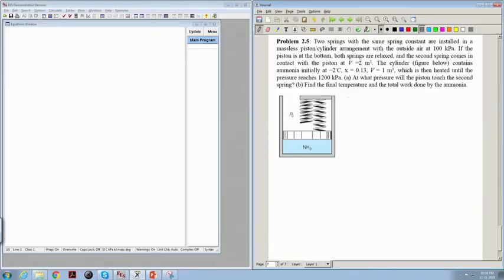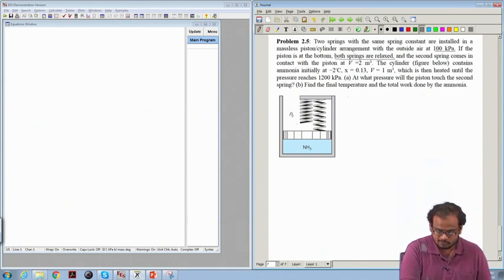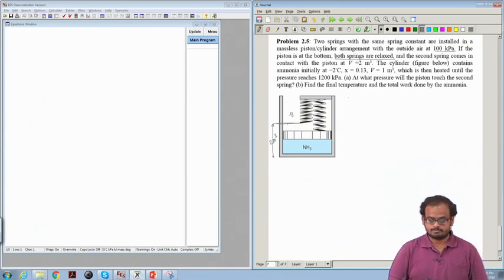Two springs of the same spring constant are installed in a massless piston cylinder arrangement with the outside air at 100 kilopascal. If the piston is at the bottom, both the springs are relaxed and the second spring comes into contact when the volume is equal to 2 meter cubed. So, the second spring comes into contact when the volume is 2 meter cubed. Okay, no problem. Till then it is not engaged.